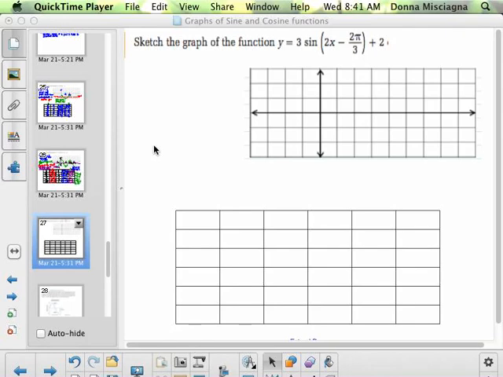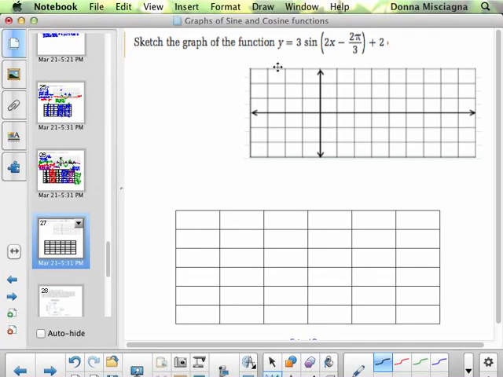Now this graph has everything. It has an amplitude change, a period change, a phase shift, and a vertical shift. All right, so the first thing I'm going to do is factor out that coefficient right there. I'm going to factor out the 2. That just makes it easier for me to find the phase shift.